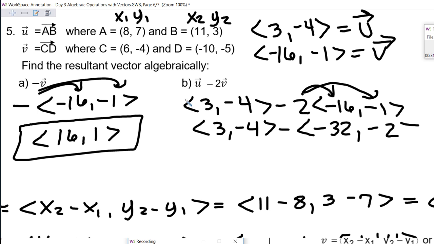Now make sure the x's are subtracted and also the y's are subtracted as well. So when we subtract the x's, be careful. What is 3 minus negative 32? 35 is correct. With the y's, what is negative 4 minus negative 2? Negative 2. So our answer is 35, negative 2.